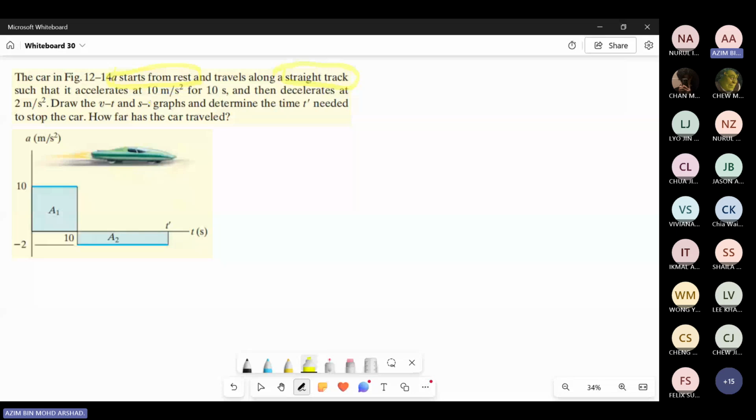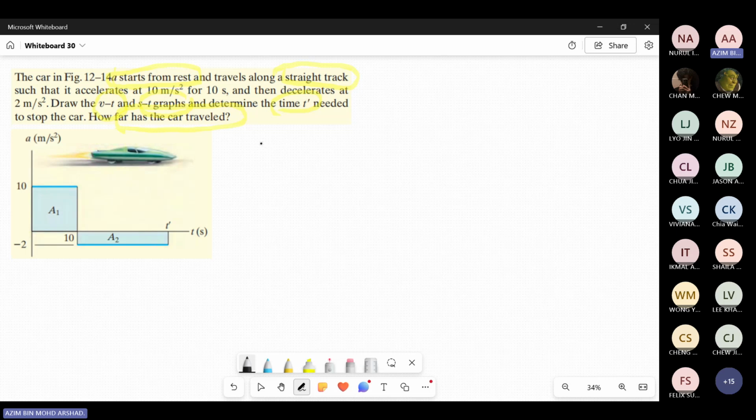Draw the VT and ST graph. This is what we need to find, the VT and ST graph, and determine the time T prime needed to stop the car. How far has the car traveled? So these are all the information that we have.